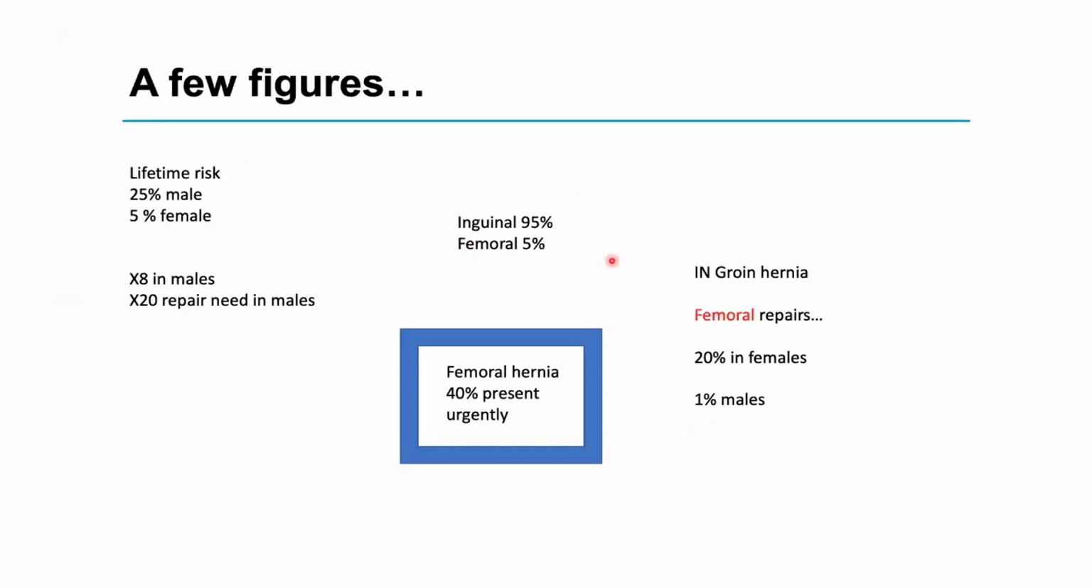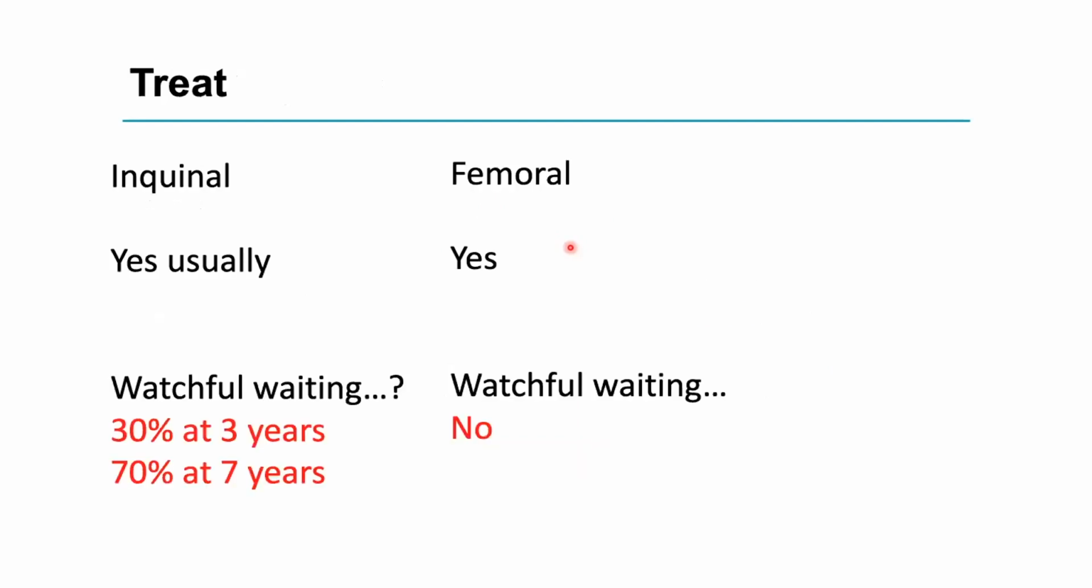I'm not going to fry your heads with these figures. I'm going to just quickly go through this. But I think the important thing is to say that inguinal hernia is commoner than femoral by a long way, but if you have a femoral hernia, 40% of them will present urgently. So they're more likely to need urgent treatment. If you have a femoral hernia, it's more likely in females that you would need a repair. But remember, here's the important figure: inguinal are by far and away more common than femoral hernia.